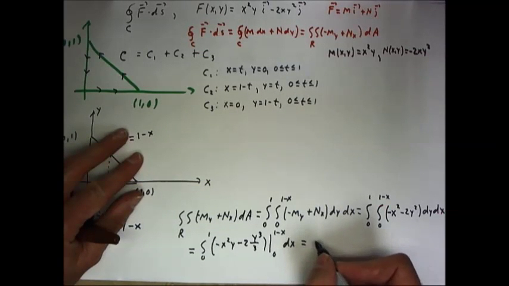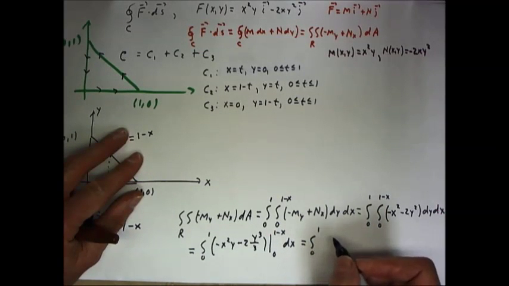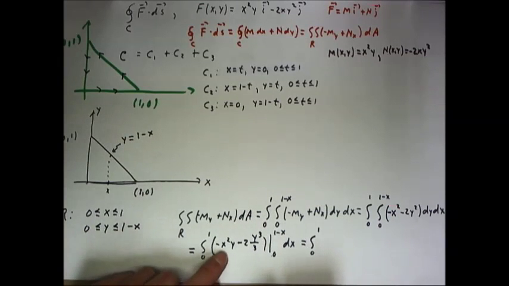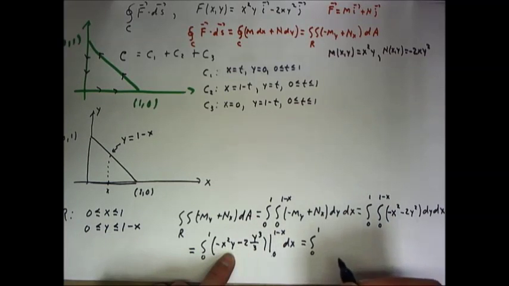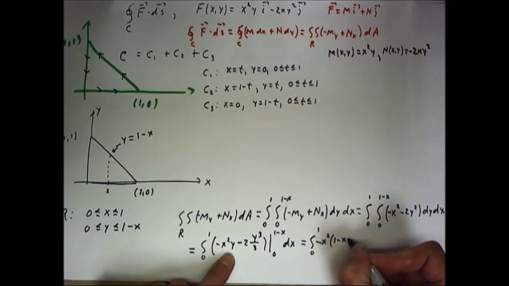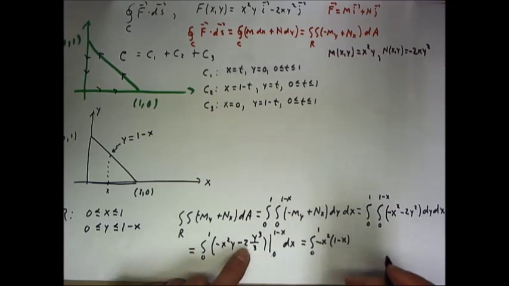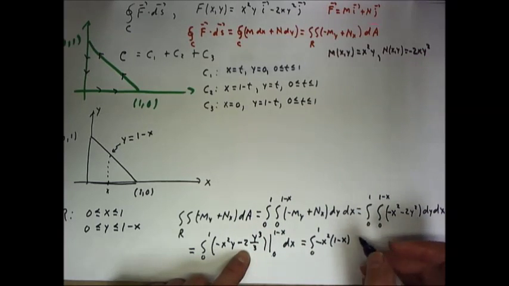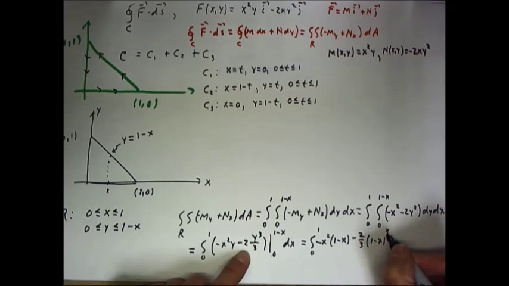And that equals the integral from 0 to 1 of what? Okay, this is from y equals 0 to y equals 1 minus x, so when y is 0, we're going to get 0. When y is equal to 1 minus x, we're going to get negative x squared times y, which is 1 minus x. And on this term, we're going to have y cubed. When y is 0, of course, that gives us 0. When y equals 1 minus x, that gives us negative, right, this is 2/3 times (1 minus x) cubed.